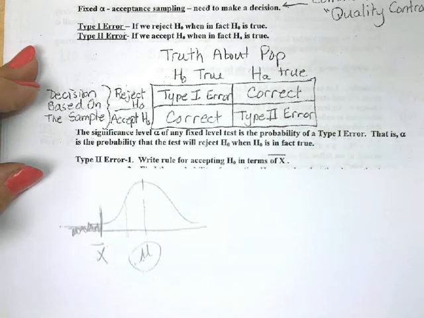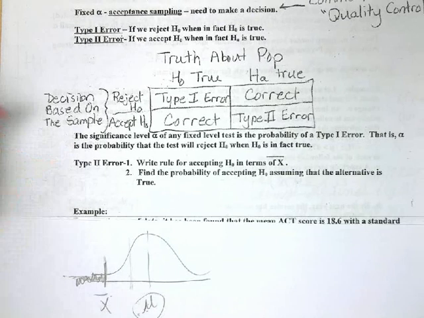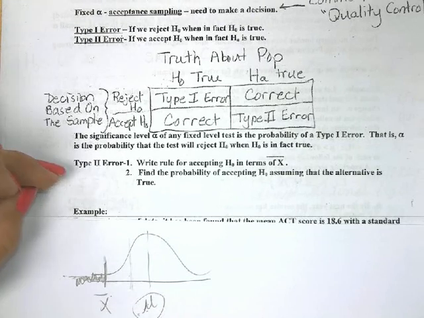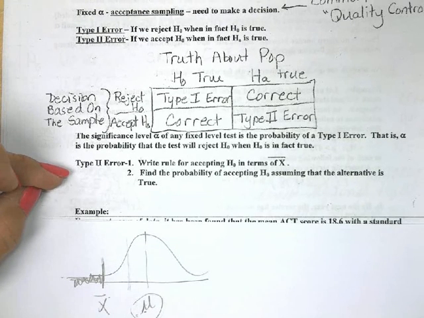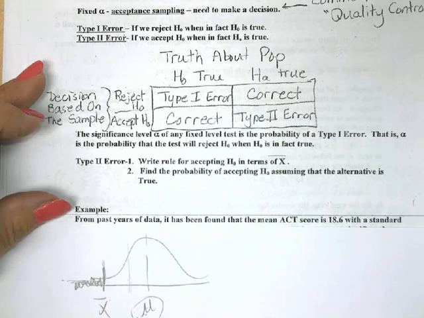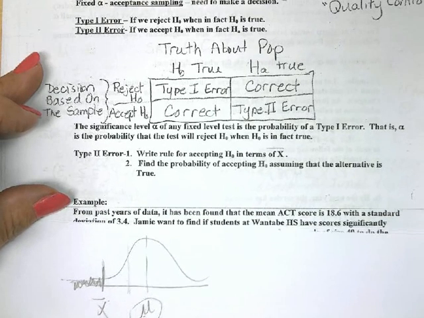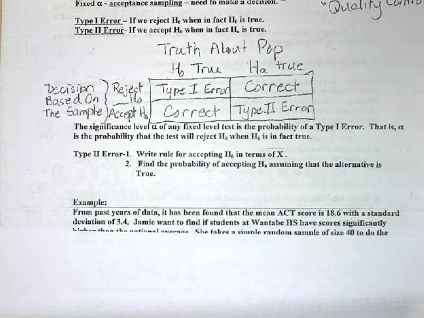Now, let's look at an example, and we'll talk about the calculations of the type 2 error. That's going to be much more difficult to find than a type 1 error. We'll find that the type 1 error is actually very, very easy to find. So, let's look at our example.